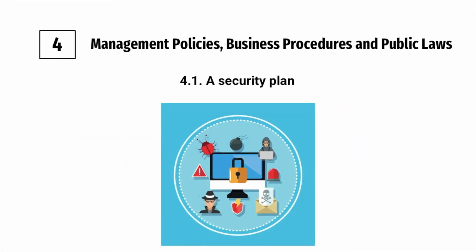So moving to this part: management policies, business procedures, and public laws. It appreciates the importance of policy, procedure, and law in creating security. I will move to the first part, which is the security plan. In order to minimize security threats, e-commerce firms must develop a coherent corporate policy that takes into account the nature of risks, the information assets that need protecting, and the procedures and technology required to address the risks, as well as implementation and auditing mechanisms.